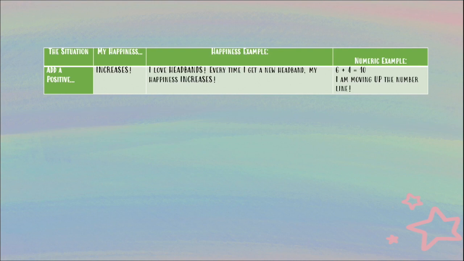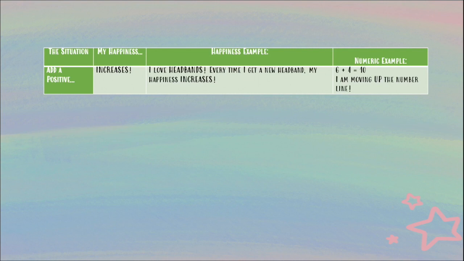So we're talking about happiness and relating it to our values increasing or decreasing. So we have a situation, right? I know that when I add a positive number, my value increases, right? We move up on the number line. Well, when I add a positive to my life, my happiness increases as well. We all know how much I love headbands and scrunchies. And whenever I get a new headband or a scrunchie, I get happier, right? My happiness increases. If I had a happiness meter, it would be moving up.